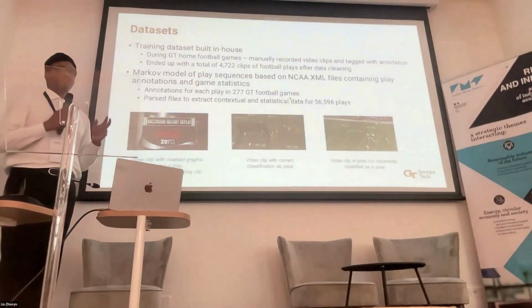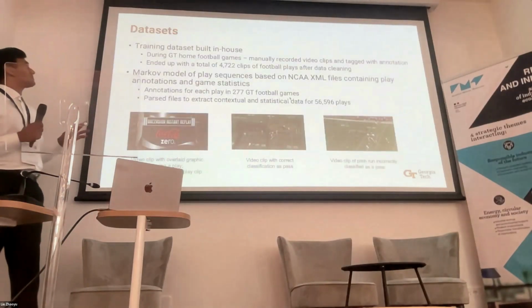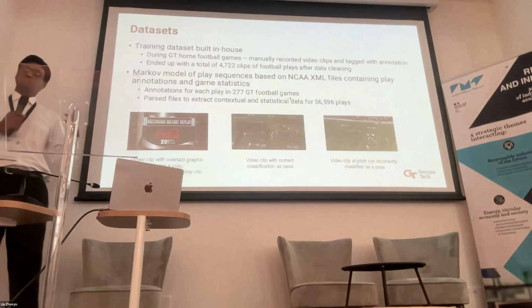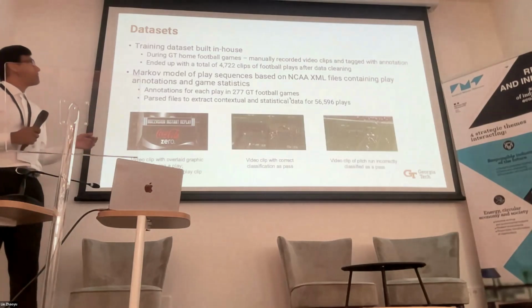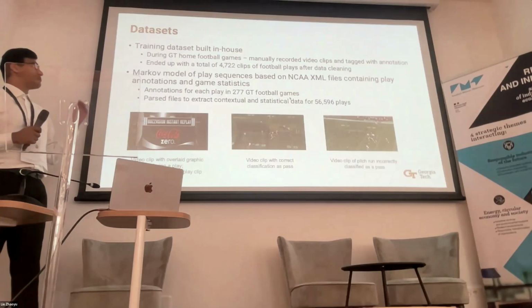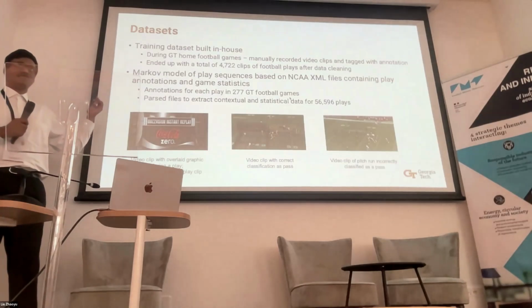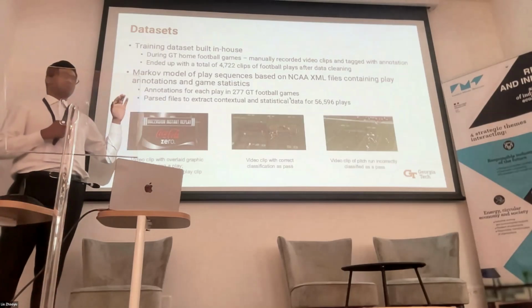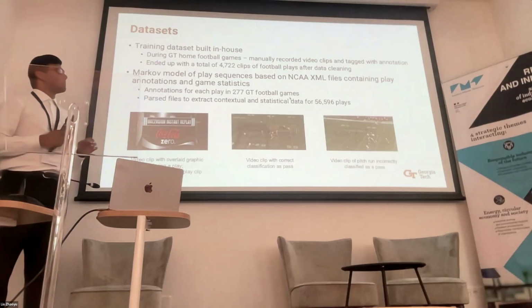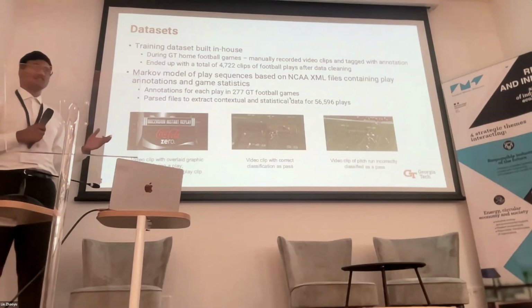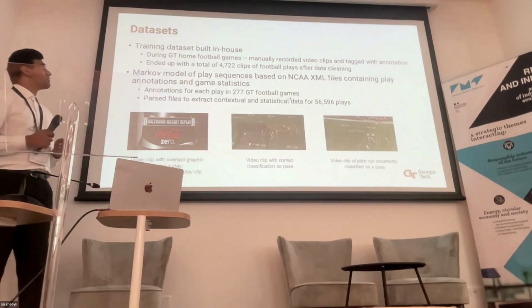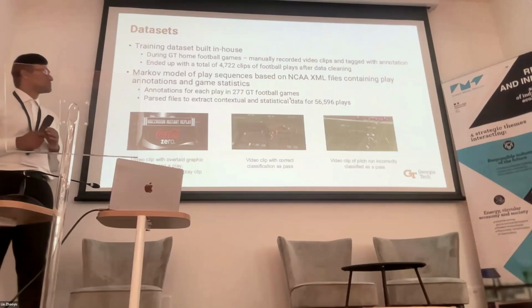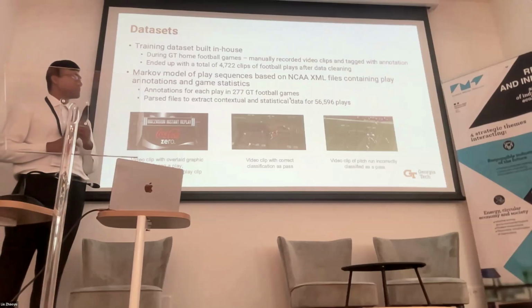We used two data sets as part of this process. The first one was built in-house at the Georgia Institute of Technology, where we took our GT home football games. GT is an abbreviation for Georgia Tech. These were all manually recorded from the jumbotrons in the stadium, and they were tagged with annotations also done manually. We ended up with a total of 4.7 thousand clips of football plays.